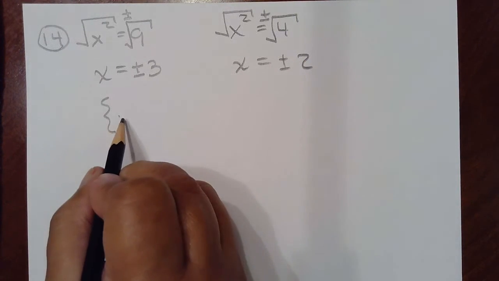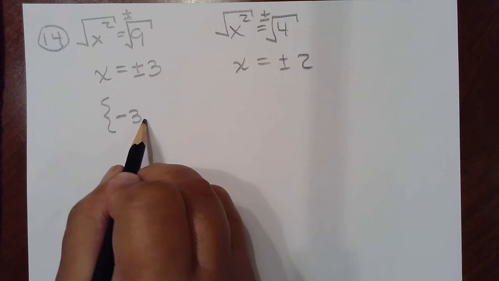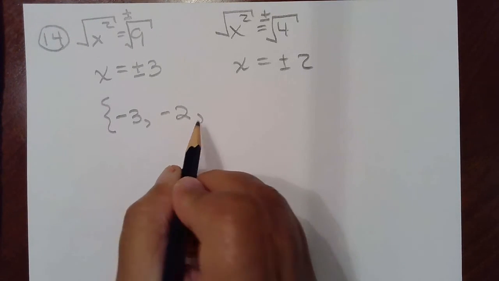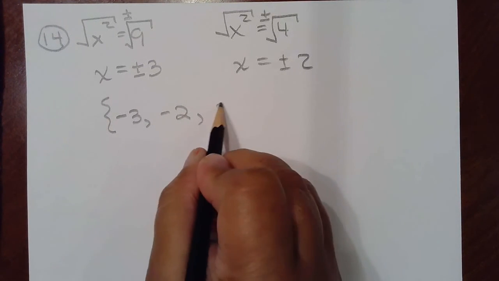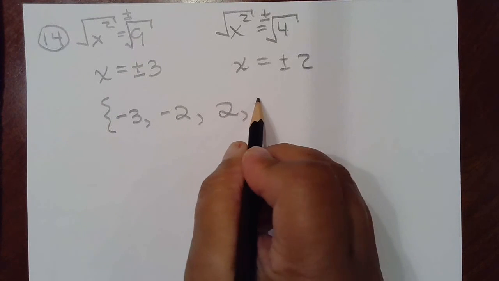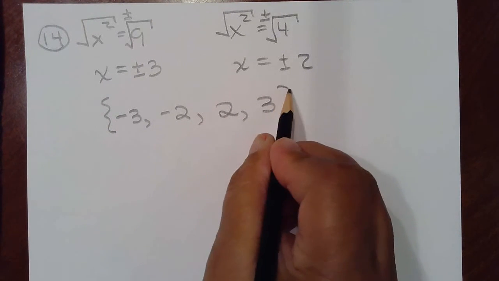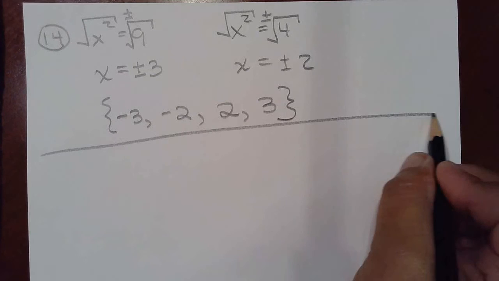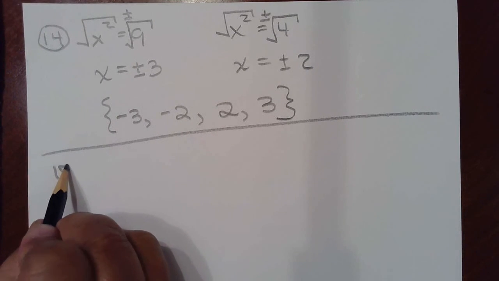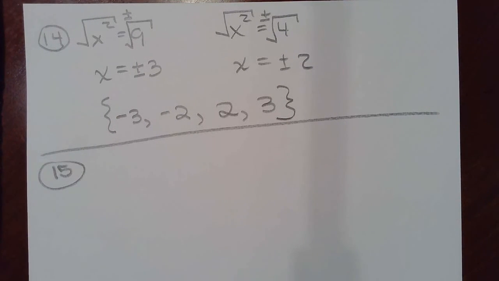So it's up to you. You can put them in order if you want. You can go -3, then you can put the -2. I'm going from smallest to biggest. And then there's a positive answer, +2, and a +3. And those are your 4 answers.